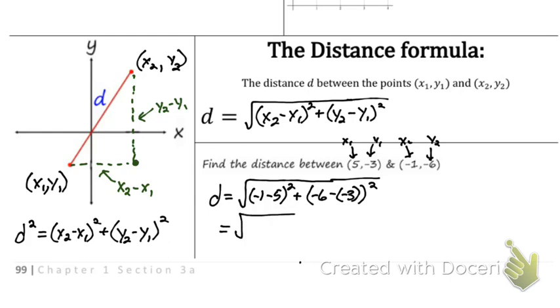All right, well, that's going to equal the square root of negative 1 minus 5 is negative 6 squared, plus negative 6, that's actually plus 3, so that would be a negative 3 squared. Be careful with the negatives. That's why I put that specific negative 1 in there. All right, so we have 6 squared, which is 36. 3 squared, which is 9, so it's going to be the square root of 45.